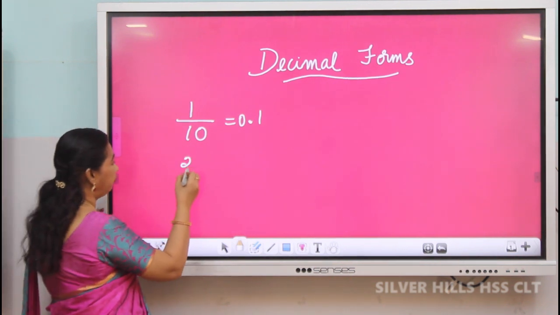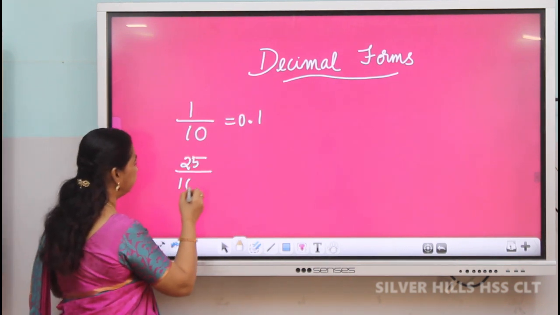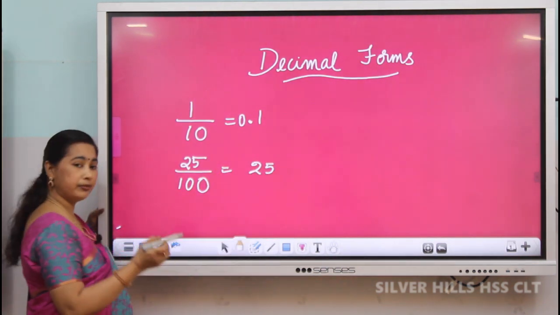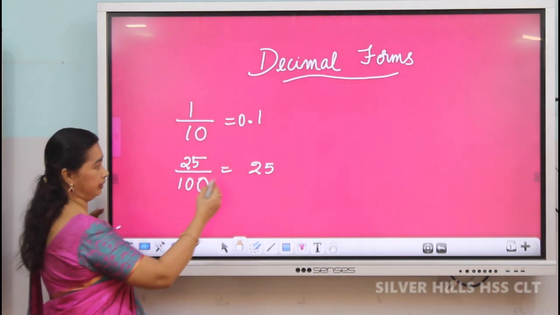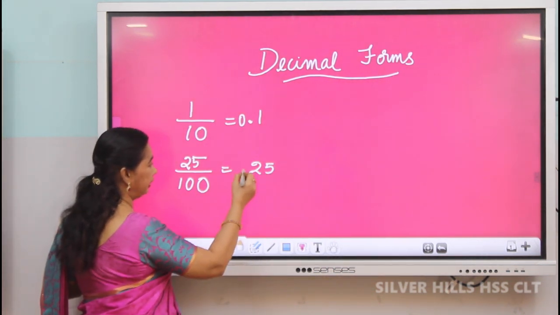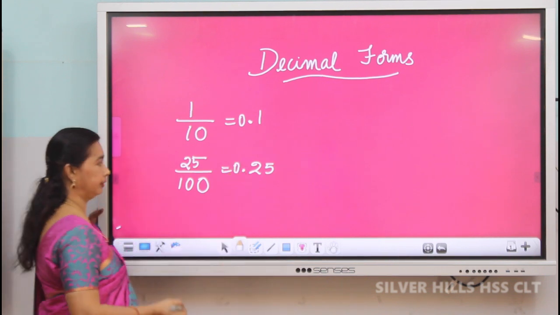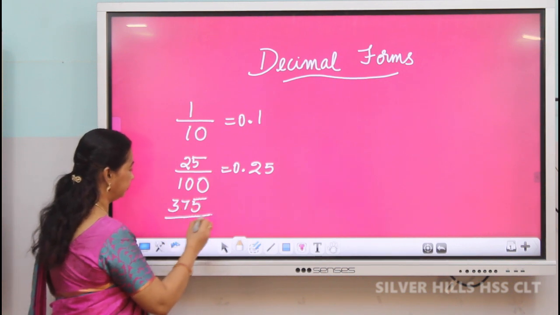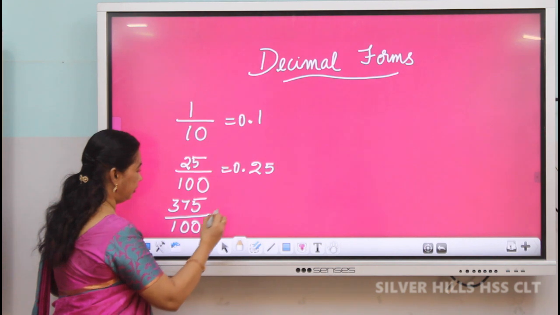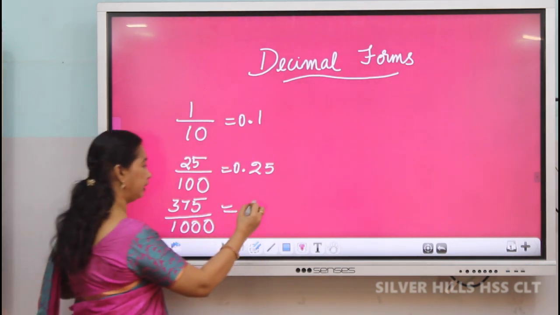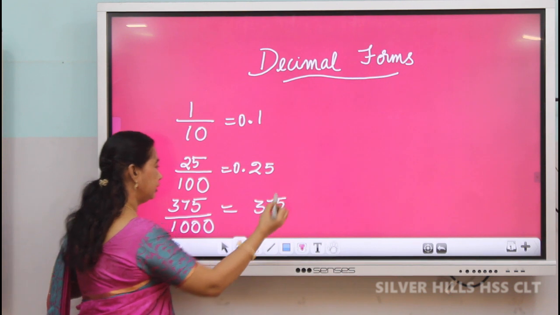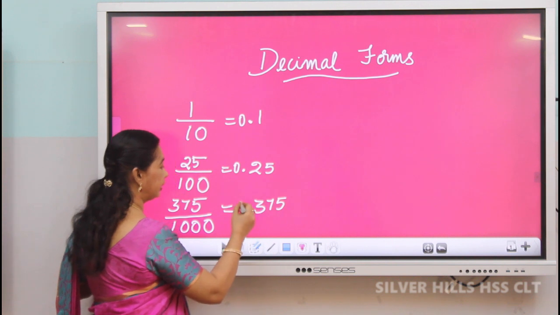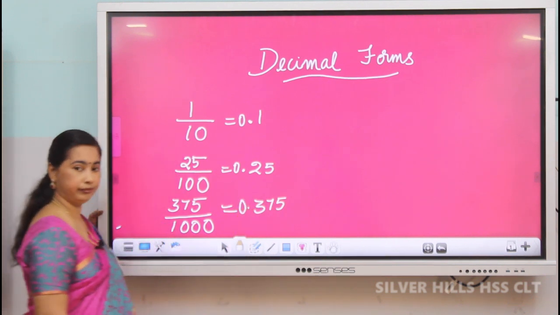If it is 25 by 100, first we will write it as 25. Depending on the number of zeros, we will shift the places to the left side. So, 2 places to the left side, it will become 0.25. Similarly, if it is 375 divided by 1000, first we will write 375 and depending on the number of zeros, we will shift 3 places to the left side and it becomes 0.375.